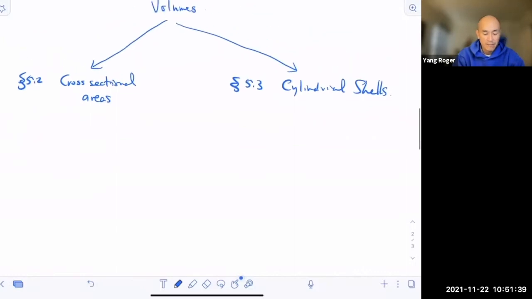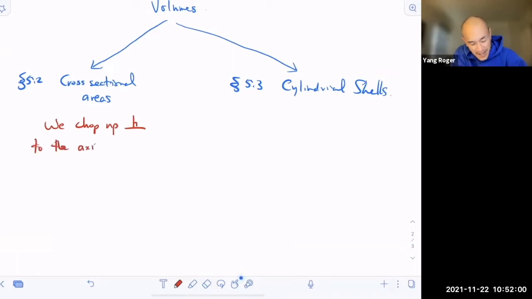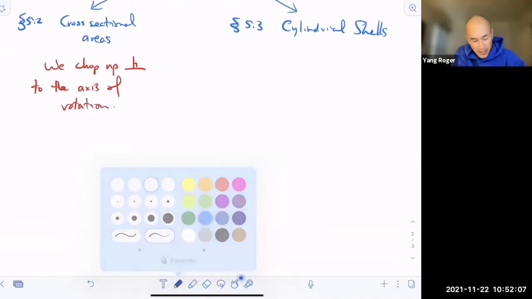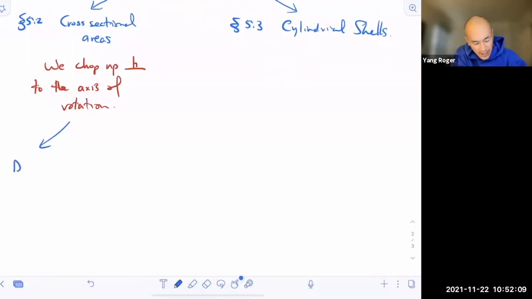The key thing with 5.2 is we chop up perpendicular. This symbol means perpendicular, like at a right angle, perpendicular to the axis of rotation. So this basically breaks down into two types. One type is a disc, and the other type is a washer.